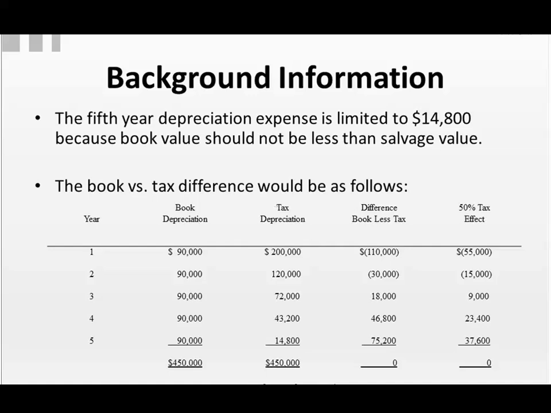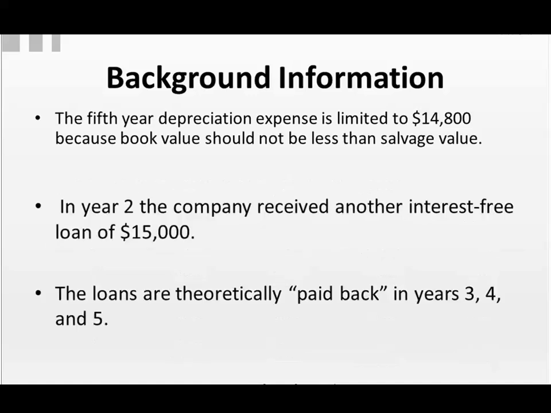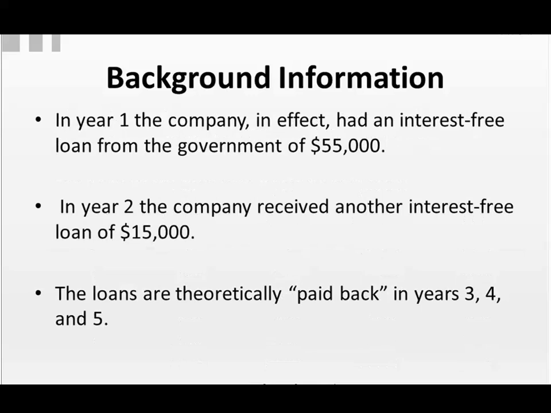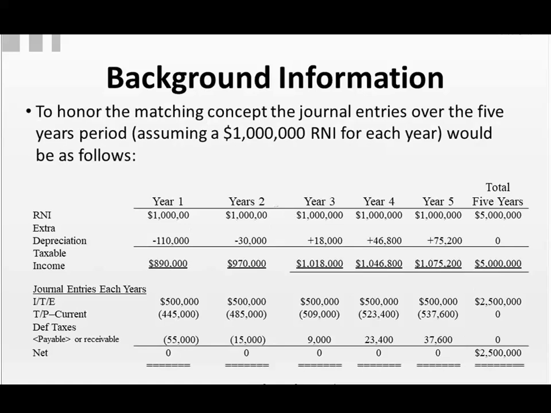And then the second year, we didn't pay it back. We took another $15,000 loan. And then eventually paid it back in years 3, 4, and 5. And that's the way it worked. Well, it's a heck of a lot different than the way it worked before. So in year 1, we had an interest-free loan, in my little example here, of exactly $55,000. In year 2, we got another interest-free loan for $15,000. And then theoretically, the loans were paid back in years 3, 4, and 5. So it all looked pretty nice and neat, but that was in theory.